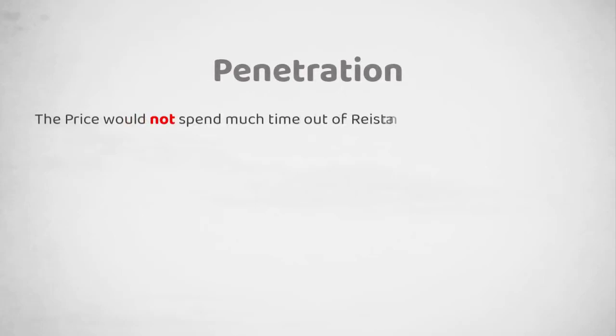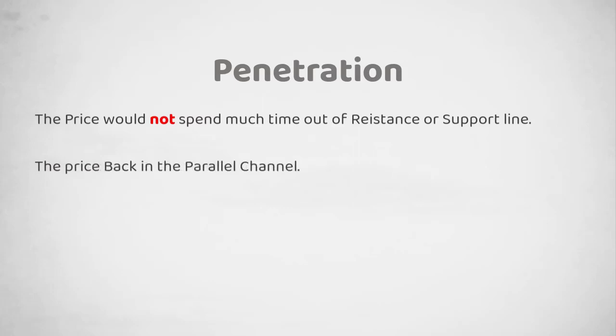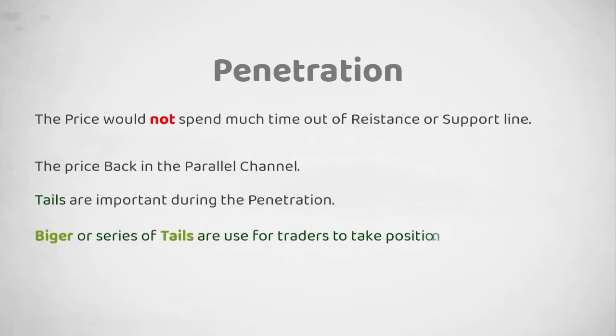A penetration is the point where the price crosses the higher or lower boundary, but the price does not spend much time in that area. We can find demand on the downside and supply on the upside, which fly back into the parallel channel right after they are served from a strong support or resistance level, which indicates the rejection of the price level. Tails are generally confirmation for the existence of a penetration. A bigger tail or series of tails are important in the excess area.